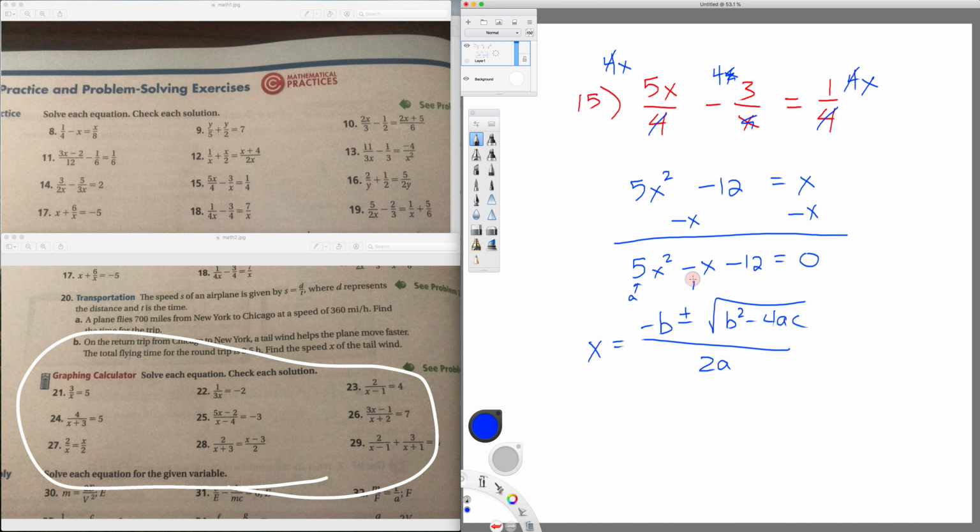But I don't know about 15. All the others worked out nicely. So there's the first half of it, and we'll stop the video here and then I'll do the other half.